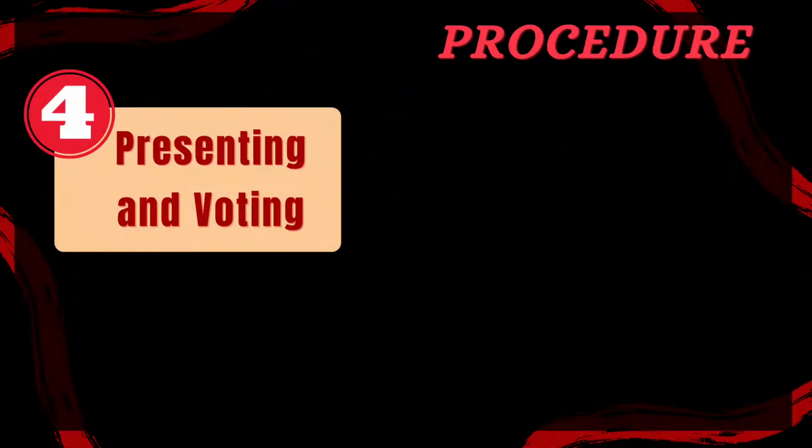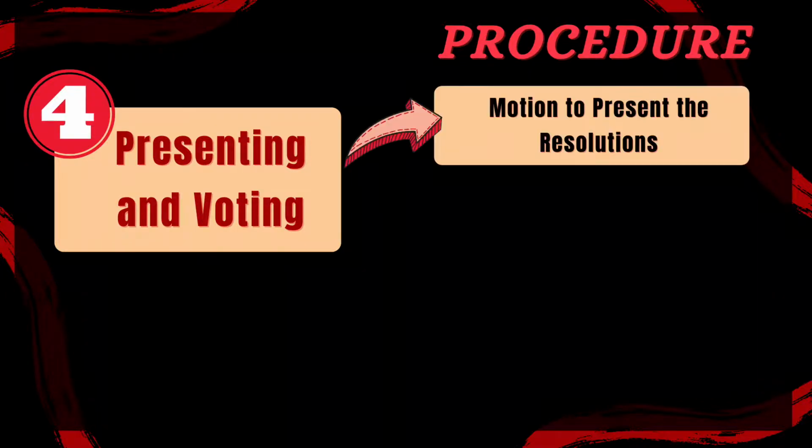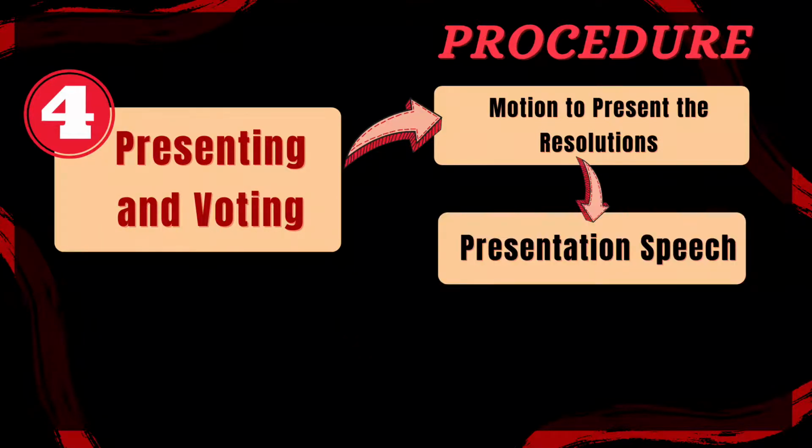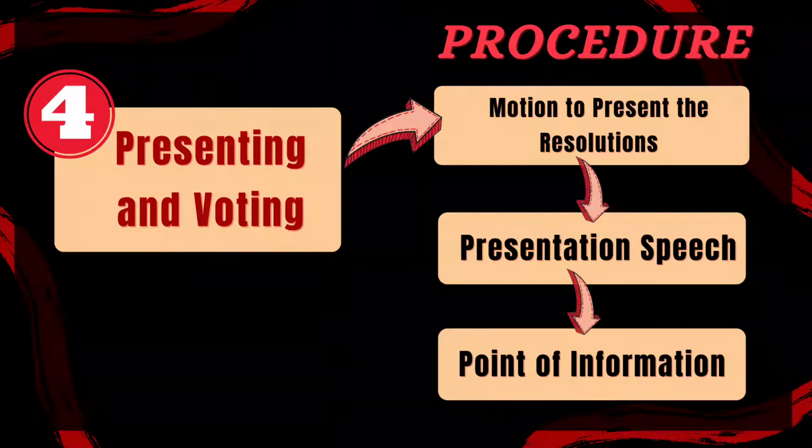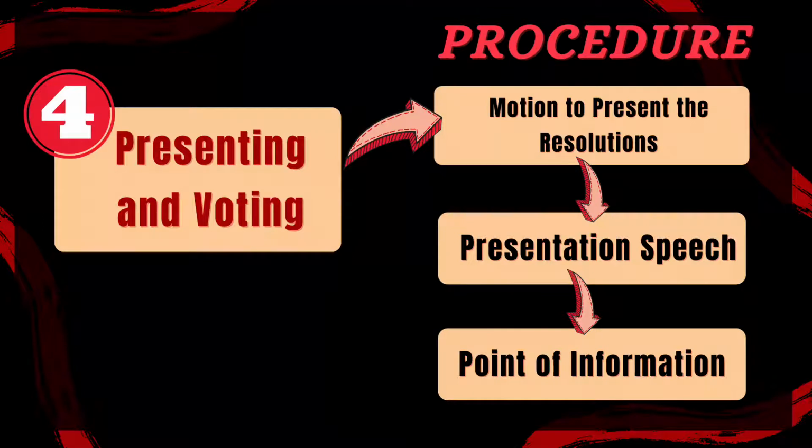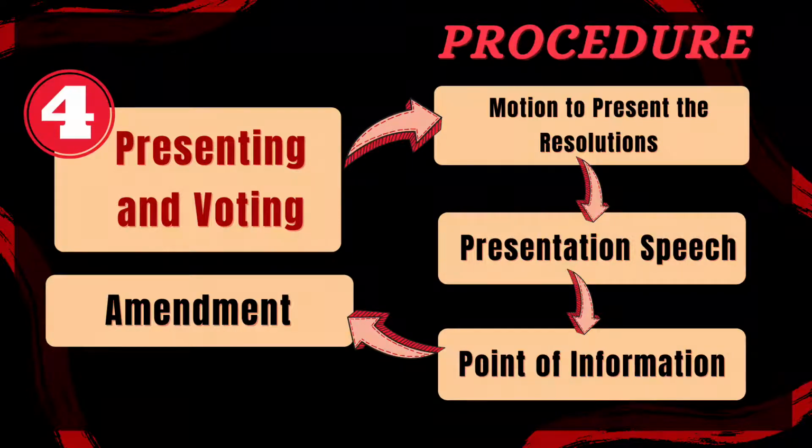The last part of the procedure includes presenting and voting on the most effective and most relevant resolution. The delegates may motion to present their final resolutions before the committee. After each presentation, other delegates may offer points of information or ask questions. If there are changes that must be done, any delegate can raise amendments. These amendments will be debated, but this doesn't include grammatical errors.